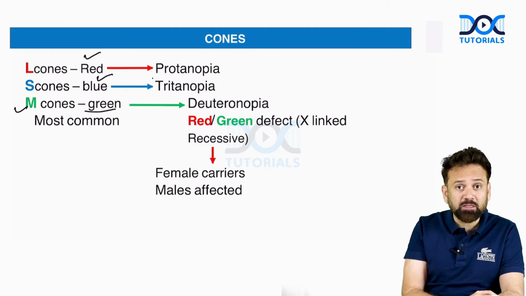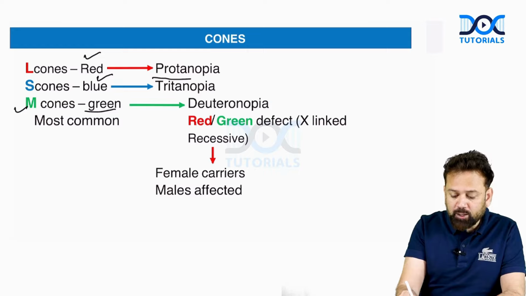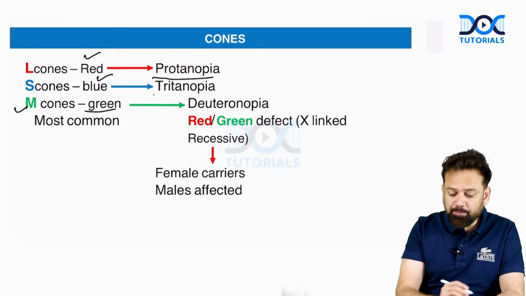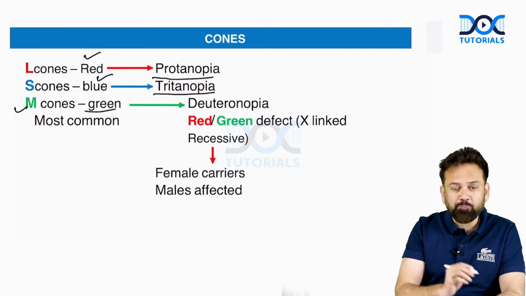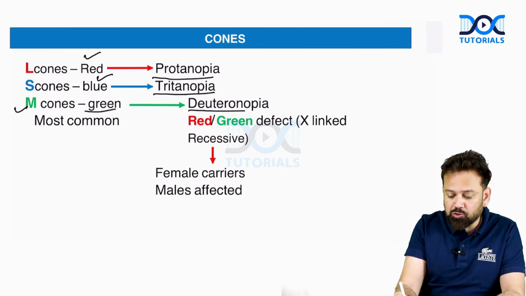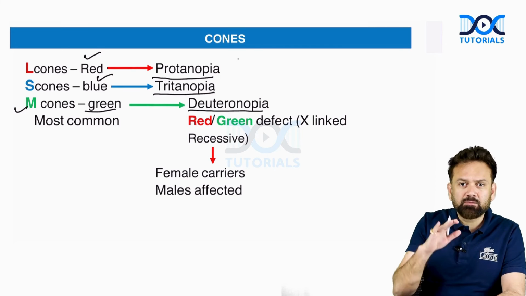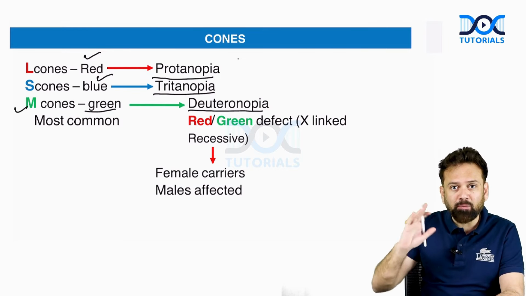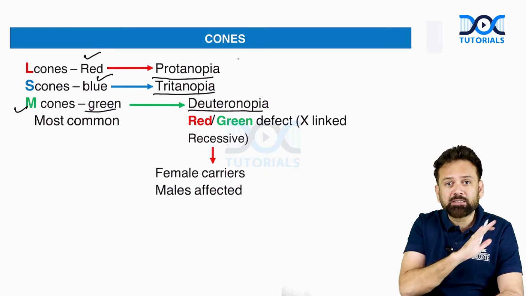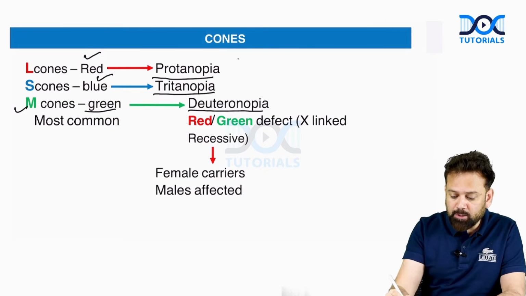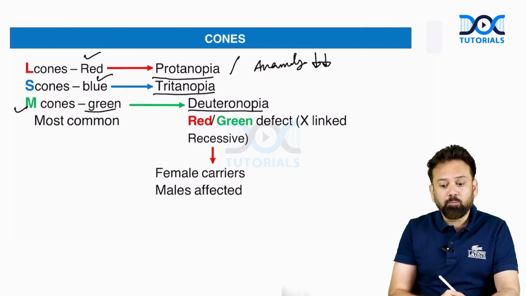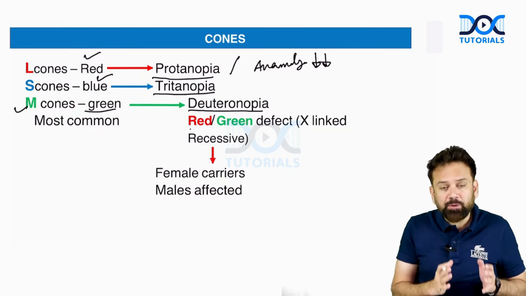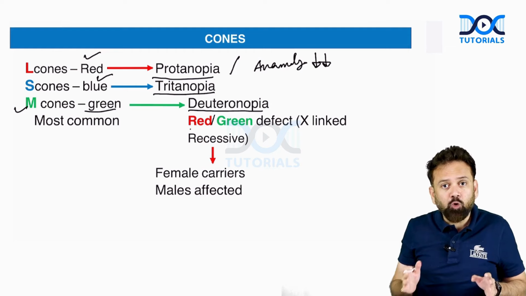If there is a problem with the L cone, the patient will have protanopia. If there is a problem with the S cone, the patient can have tritanopia. If the problem is with the M cone, he can have deuteranopia. And if it is a decrease, then we say anomaly: protanomaly, tritanomaly, deuteranomaly. But if it is absent, it's called opia. So if vision is decreased, not completely absent, it is anomaly. Protanopia, protanomaly. Tritanopia, tritanomaly. Absent, opia.